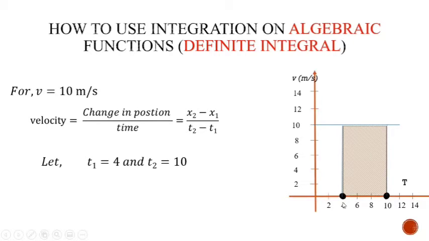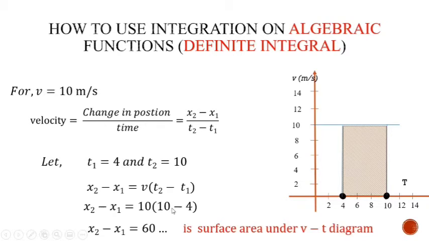To find out change in position between 4 seconds and 10 seconds, we will take these two as input points. So put these values in the above equation. You will get x2 minus x1 equal to v into t2 minus t1, and v is 10 meter per second, t2 is 10 and t1 is 4. So you will get 10 times 6, that is 60.